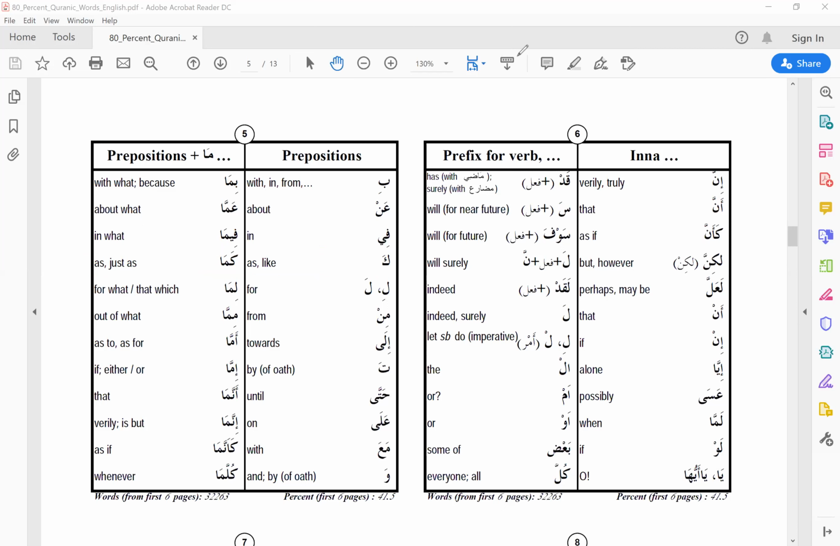And lima. Li, we said, would mean for. Lima, for what? Simple. You see the patterning right there? You're just adding the ma. All right, now let's do this one. And here's min, and mimma is actually composed of min and ma. And if min means from, then mimma would mean out of what or from what. Mimma khuliqta, what are you made of? Well, I was created from teen.